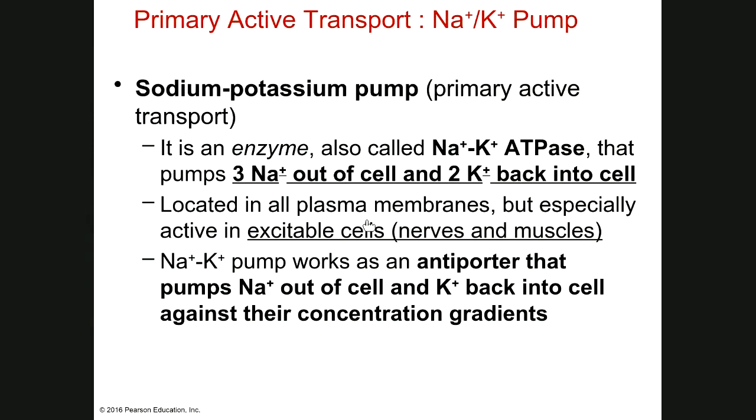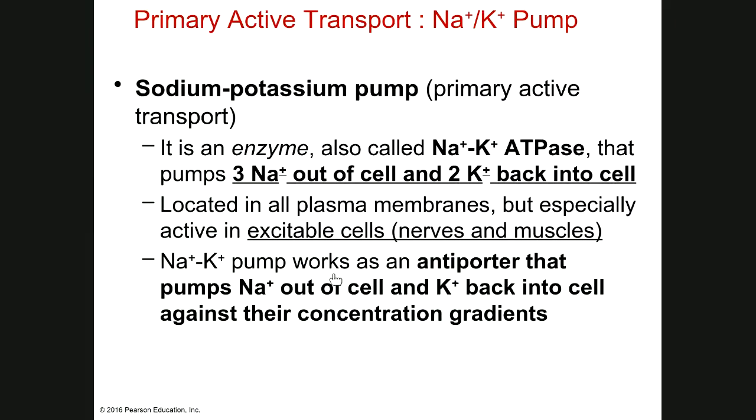Now, it says here the sodium potassium pump is on all plasma membranes. Remember, this is on the surface of all of your cells, but it is really abundant on our excitable cells. In order for our neurons and muscle cells to work, they have to have a properly functioning sodium potassium pump, and it's going to be all over the place on the plasma membranes of these excitable cells.